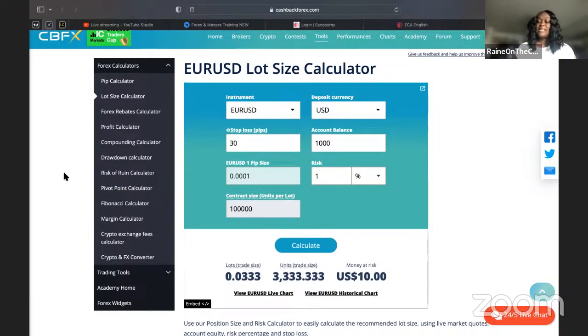Now, I did show you guys how to move your stop loss. And once you move your stop loss, once you're in profit, that is now going to allow for you to enter more trades. So let's say you took 3 trades and they're all in profit.